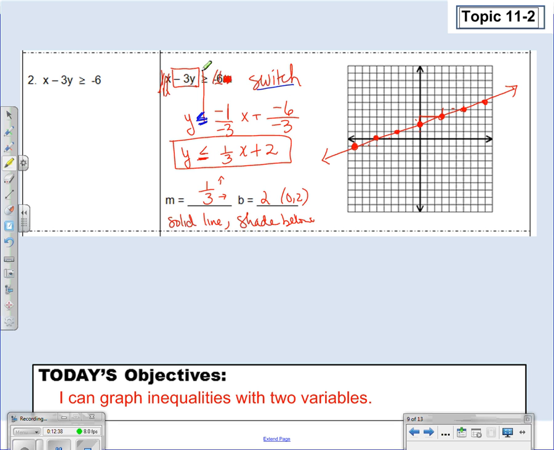Now to do the shading, start at the y-intercept, and we want to shade below because it's a less than, so less than that point.